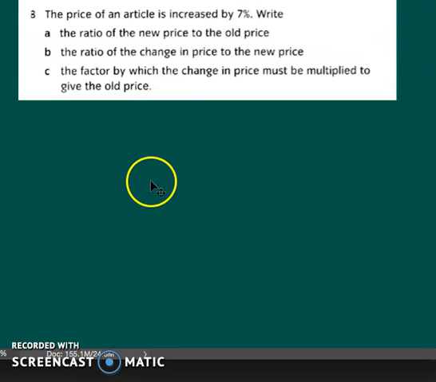The price of an article is increased by 7%. So let's first figure out everything that we need. What was the price of the article in terms of percentage before it was increased? So before we did anything to the price of the article, it was 100% of the price. It wasn't less than 100%, it wasn't more.